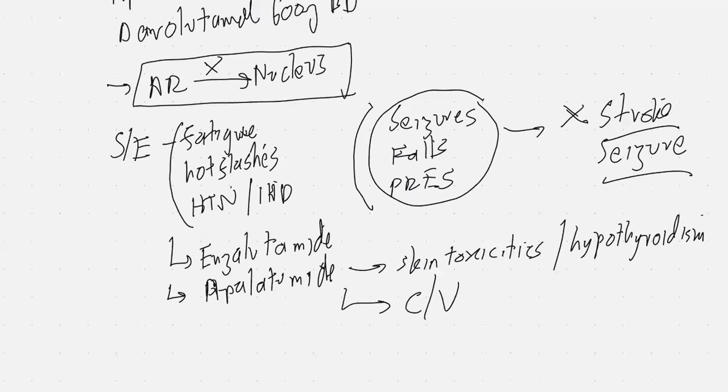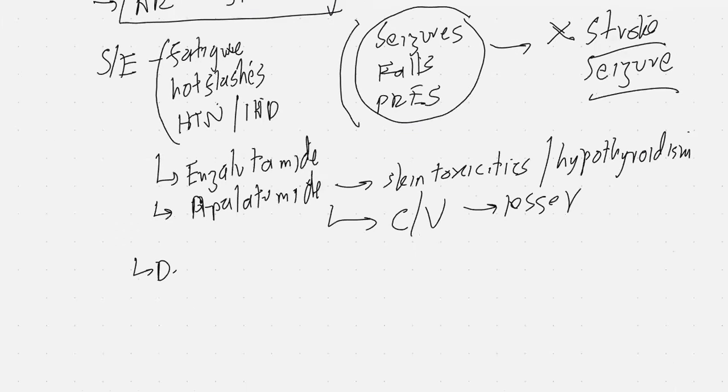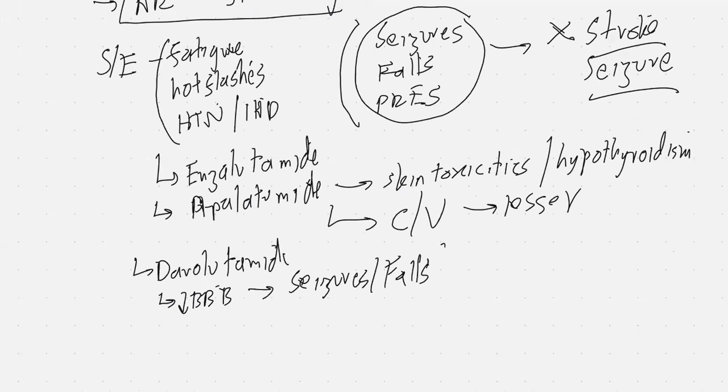Now, I kept darolutamide for the end because darolutamide has a slightly different toxicity profile because of its decreased blood-brain barrier penetration. Because of that, the risk for seizures, the risk for falls and fractures, and the risk for stress is much lesser. Which is why you can consider using this drug in patients with a history of stroke or seizure, because of its lesser blood brain barrier penetration.